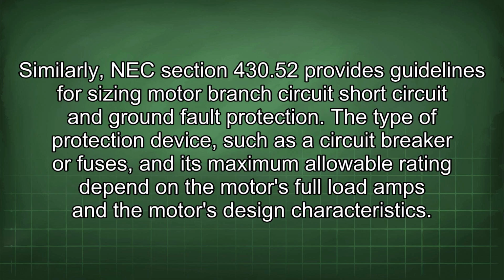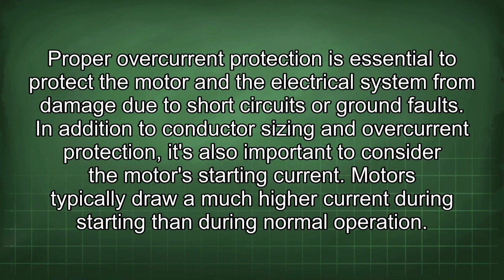Similarly, NEC section 430.52 provides guidelines for sizing motor branch circuit short circuit and ground fault protection. The type of protection device, such as a circuit breaker or fuses, and its maximum allowable rating depend on the motor's full load amps and the motor's design characteristics. Proper overcurrent protection is essential to protect the motor and the electrical system from damage due to short circuits or ground faults.